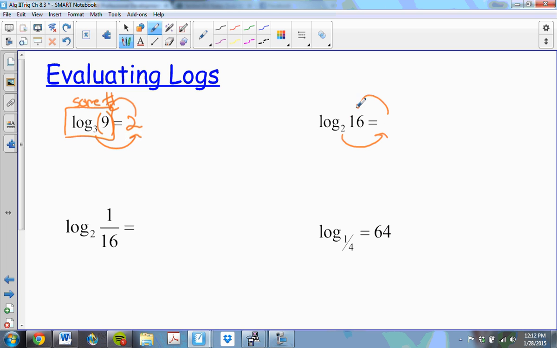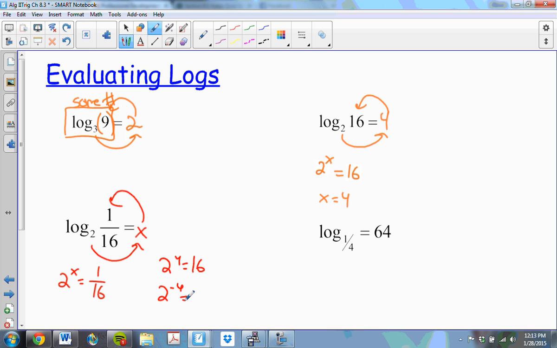2 to what power equals 16? So I'm really asking the question, 2 to what power equals 16? Well, that must be 4. 2 to the 4th is 16. So log base 2 of 16 is really 4. Next, 2 to what power is 1/16? So there's like an x there. 2 to what power is 1 over 16? Well, I know that 2 to the 4th is 16 from my last problem. So 2 to the negative 4 must be a 16th. So this must equal negative 4.